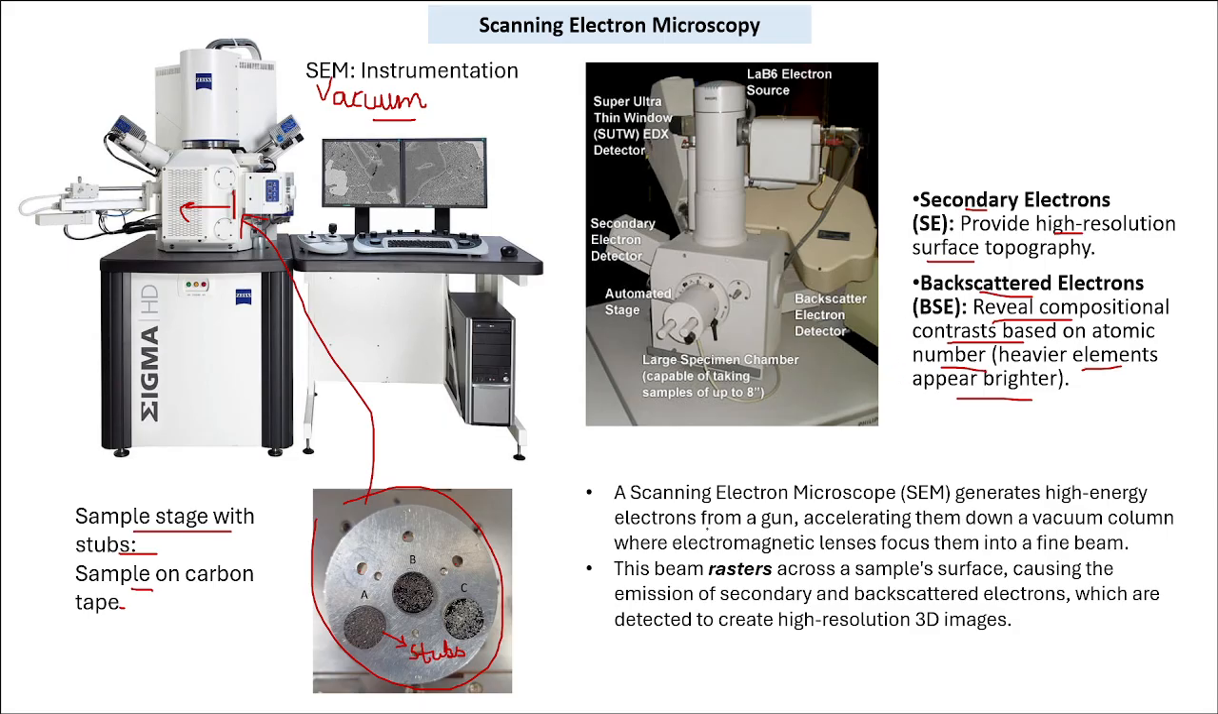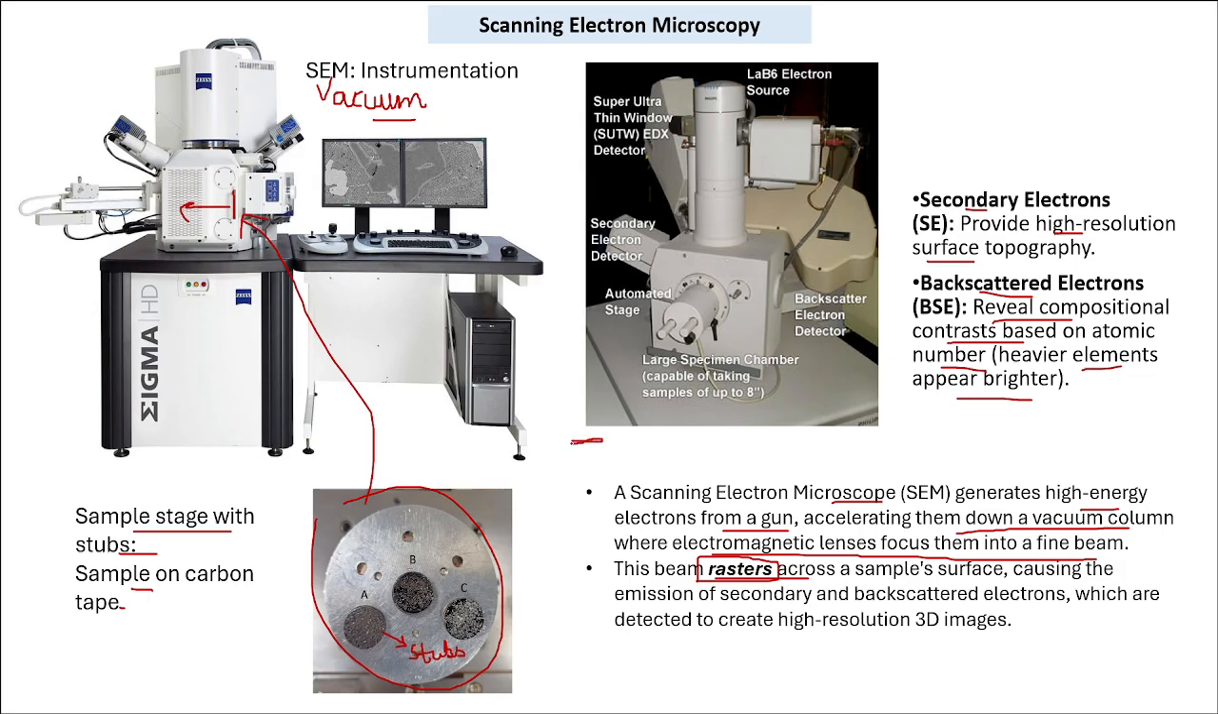Okay. So a scanning electron microscope generates high energy electrons from a gun, accelerating them down a vacuum column where electromagnetic lenses focus them into a fine beam. This beam rasters across the sample. Now, this is an important term. What does raster scanning mean? Kind of like this.